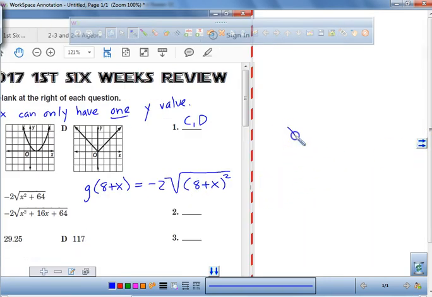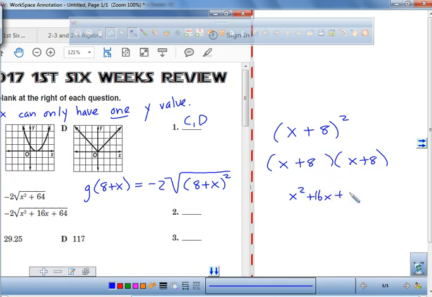So what is x plus 8 squared? What does that mean? That means x plus 8 times x plus 8. Now you can do the FOIL method, but what's the fast way? We know we're going to have an x squared. What's 8 plus 8? 16. And what's 8 times 8? 64.